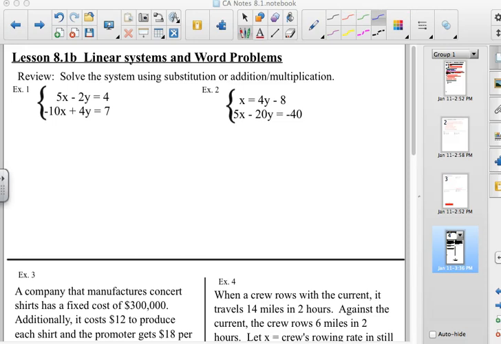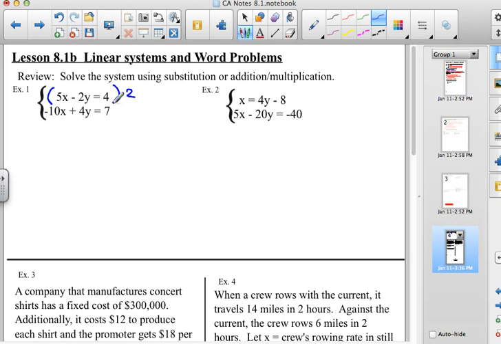Okay, these are our notes for section 8.1b. We're looking at a quick review from yesterday, solving a system of linear equations using either substitution or multiplication. First one is set up, both equations are in standard form, so using that linear combination or adding multiplying method is probably the easiest. We do not have opposite variables right now, but if we multiply this first one by a 2, our x's would drop out.